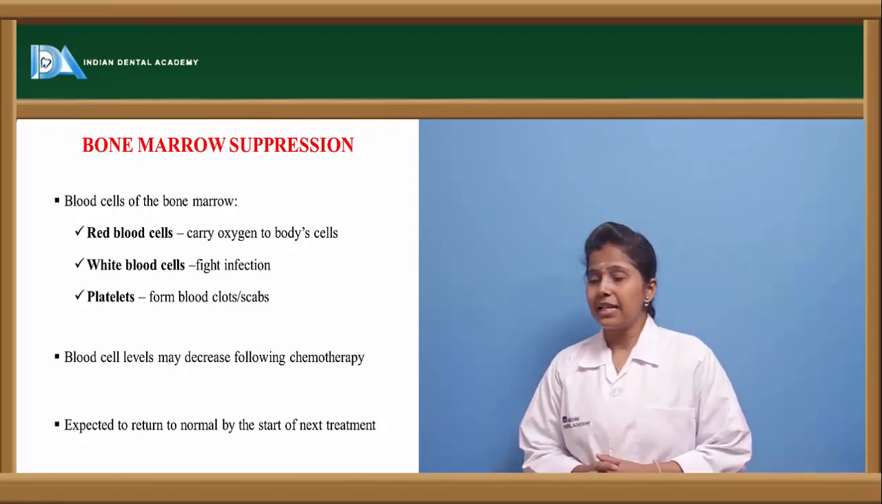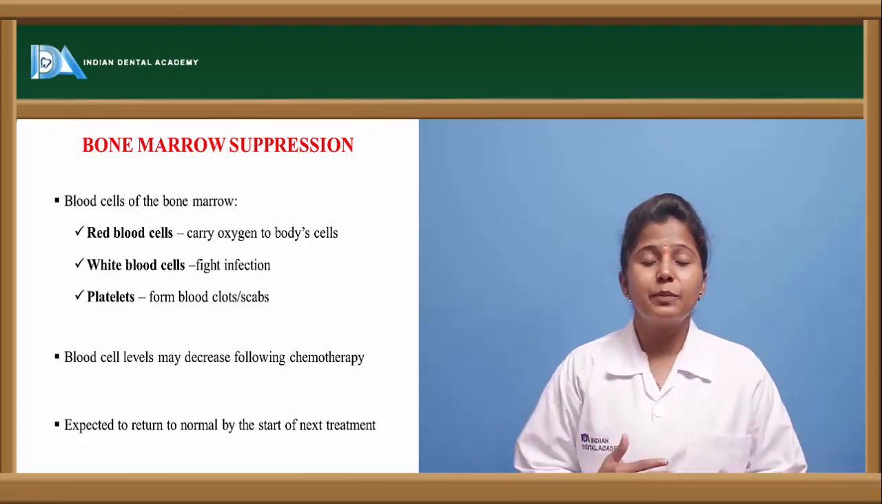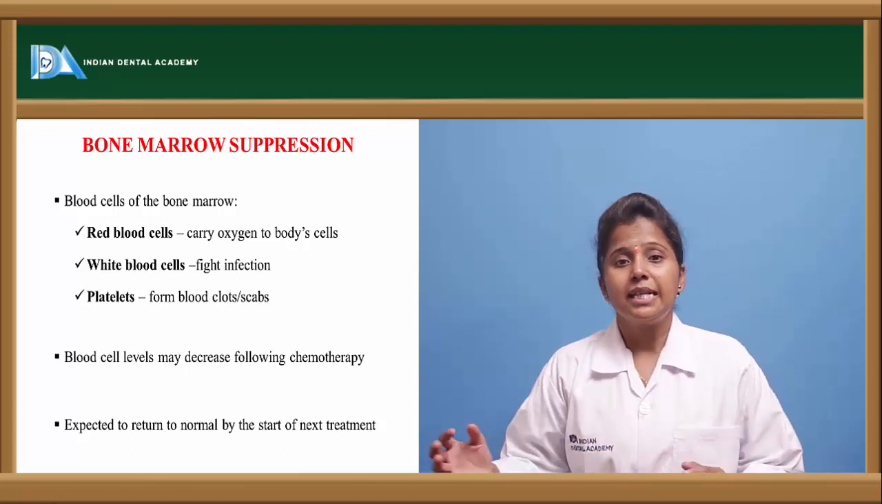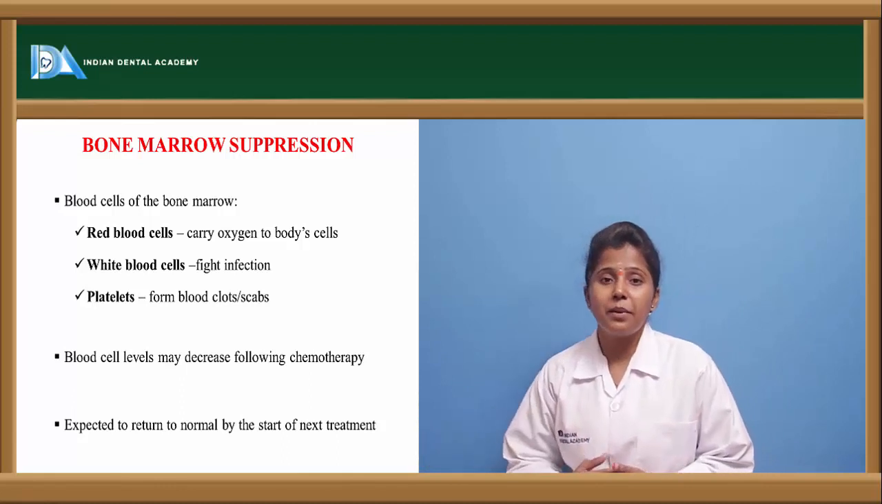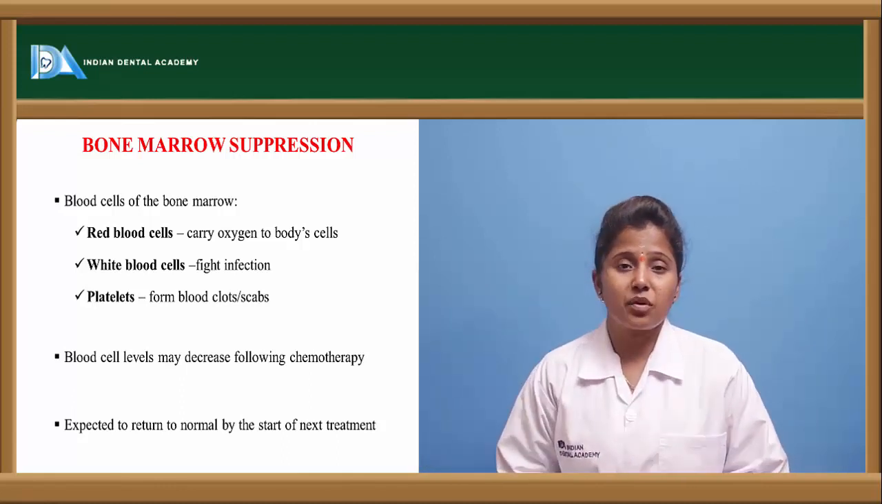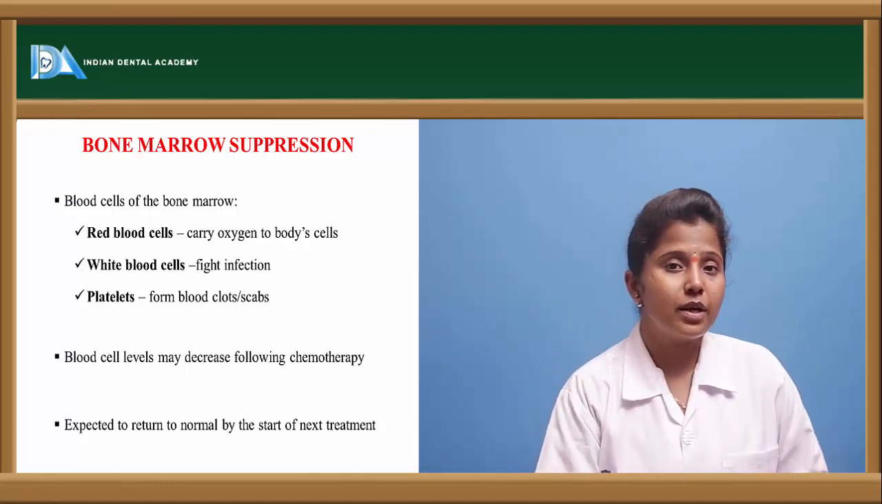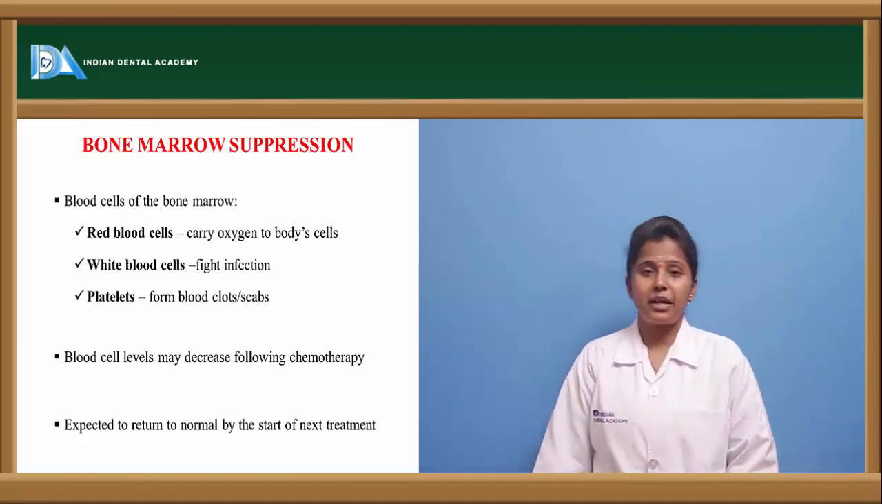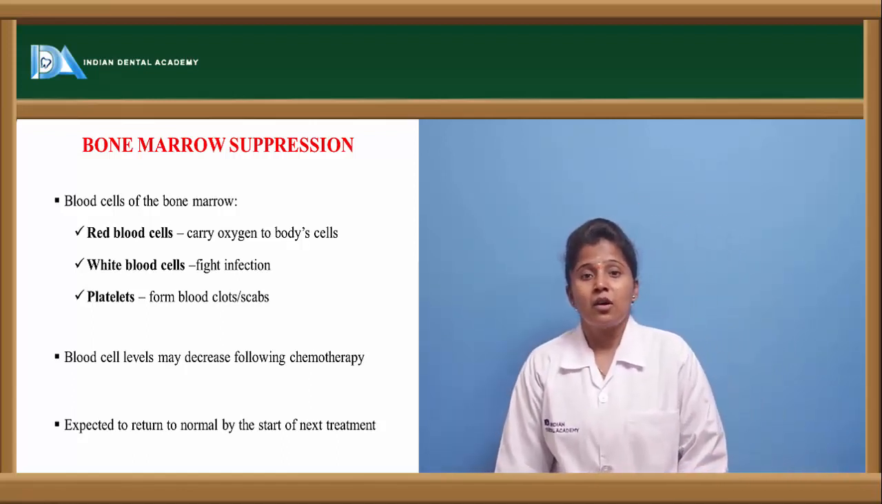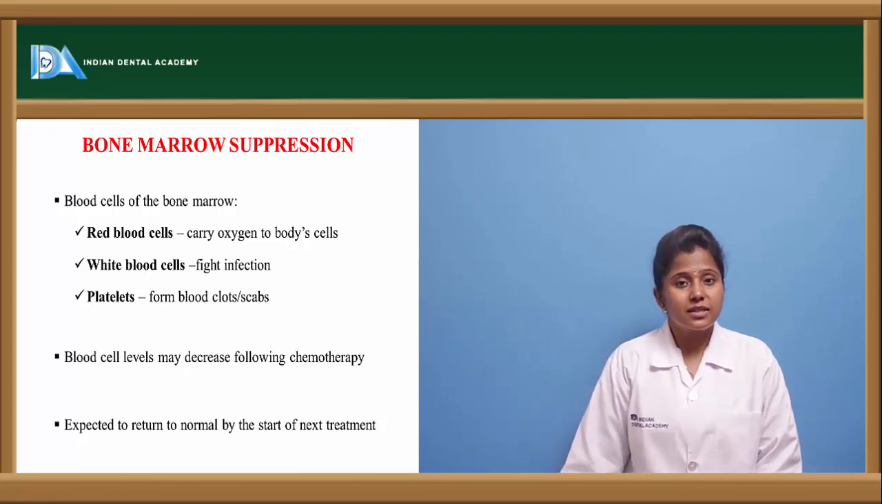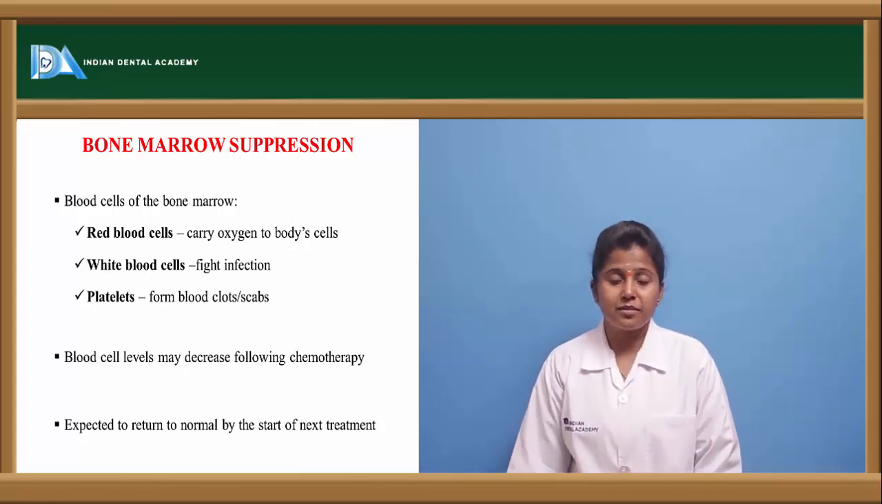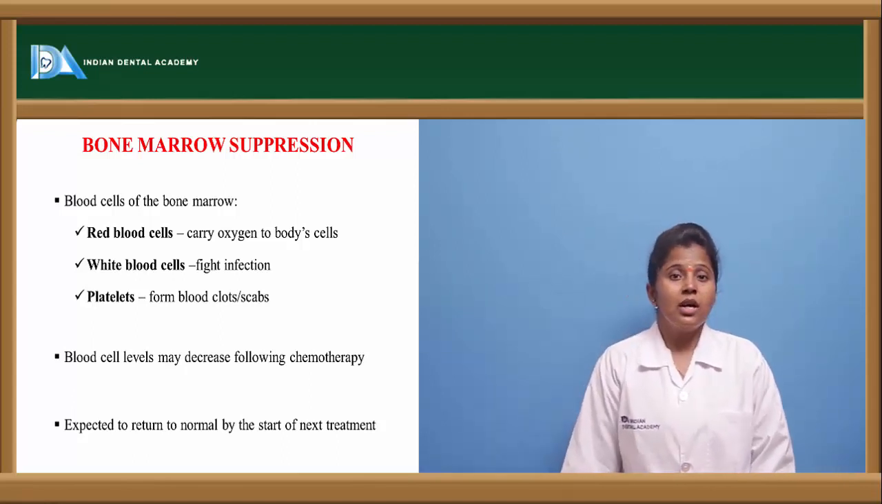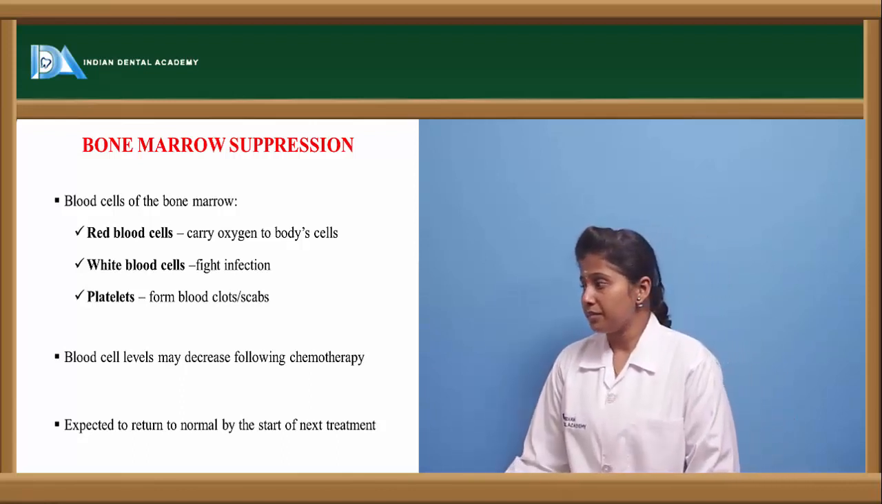And these blood cells decrease, or else we can say if a patient is taking chemotherapy, then the cell count may be decreased, and thereby this is one of the possible side effects, that is the bone marrow suppression. Either the person may have thrombocytopenia, or hemophilia, or various other blood disorders if a person is taking chemotherapy.